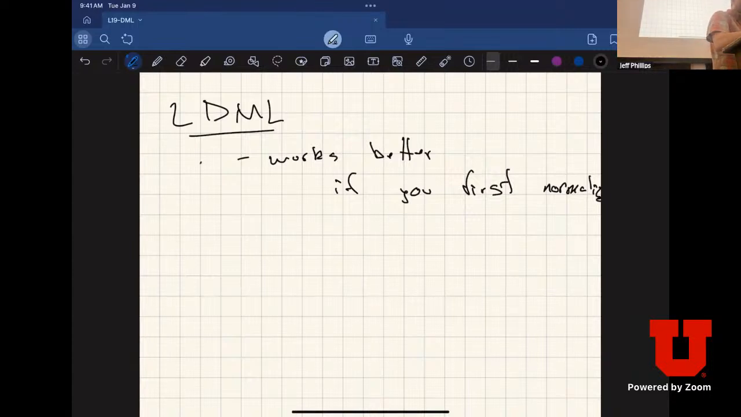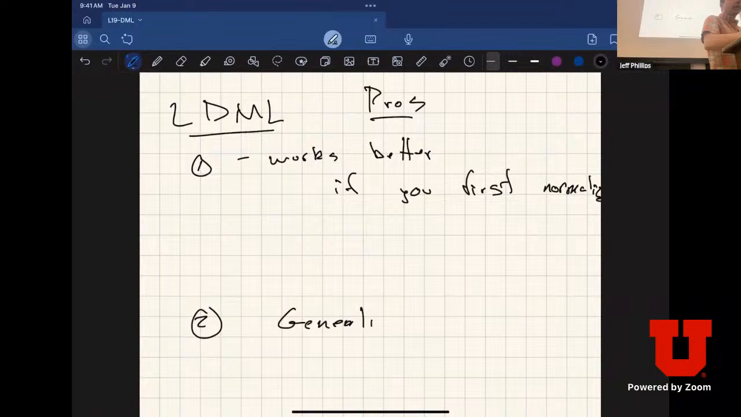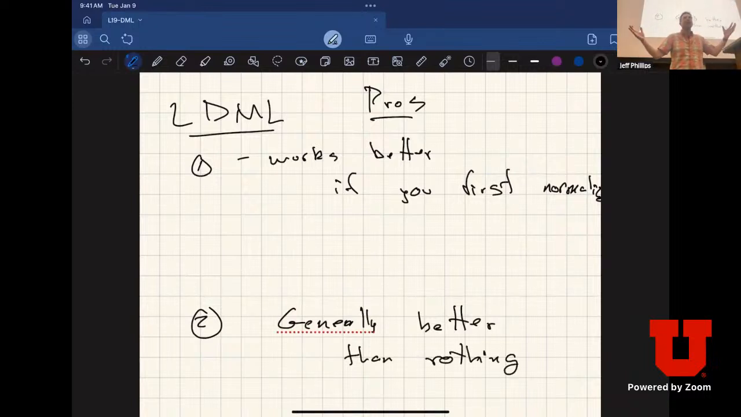And these are the pros. It's generally better than nothing. If you just have data and you want to use Euclidean distance and you haven't done any pre-processing, you're better off normalizing than just computing the Euclidean distance. And they're pretty simple to do. So it's not a bad idea to do these things. I won't fault you if I see you do it. It almost always works better than not doing anything if you're measuring Euclidean distance.